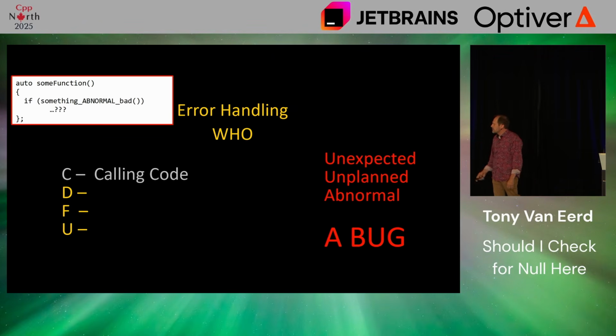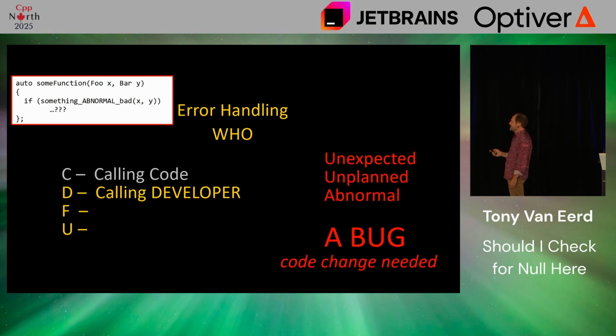So who do we talk to? Who do we want to talk to when you detect a bug? You want to talk to not the code. You want to talk to the person who wrote the code, right? The only way to fix this error is to change the code. So you need to talk to the calling developer.